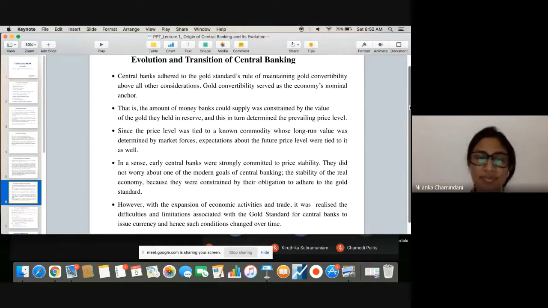In a sense, early central banks were strongly committed to price stability. What we can say is that because of this gold standard, which served as the economy's nominal anchor, many of the early central bankers could commit strongly to price stability, because based on the gold reserves only, they could supply money. So in that sense, there was a control over the price level.